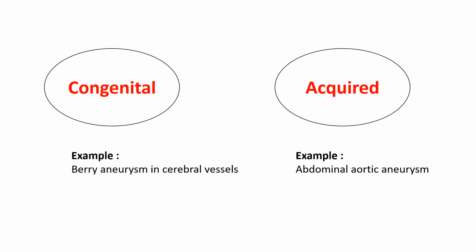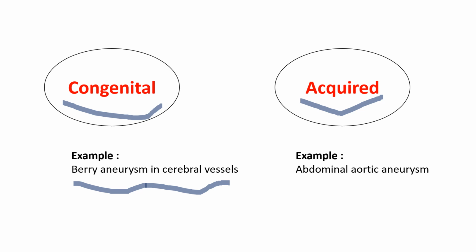Aneurysm can be congenital or acquired. Congenital means it is present at birth, while acquired can be acquired anytime after birth. So an example of congenital aneurysm is berry aneurysm in the cerebral vessels. So basically they are outpouchings or dilation of the arteries, that is the cerebral artery, wherever there is attenuation of the media or weakness of the media. They can also rupture. Well, abdominal aortic aneurysm is mainly because of atherosclerosis.